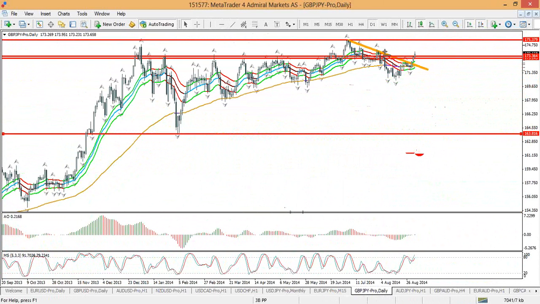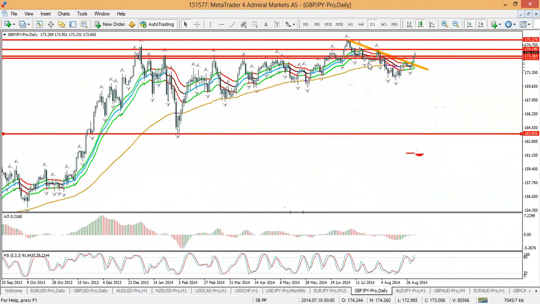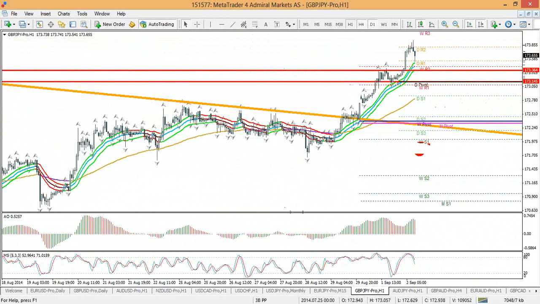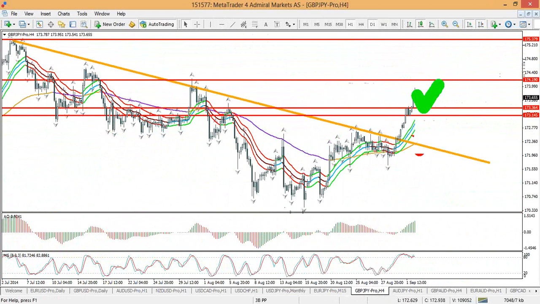174 is also a resistance probably here. Yes, it is. So that 174 target makes sense because we got resistance here and a resistance there. So yeah, that's looking good. Pull back and go. And then probably down again.